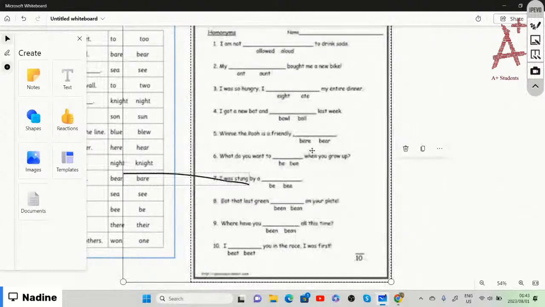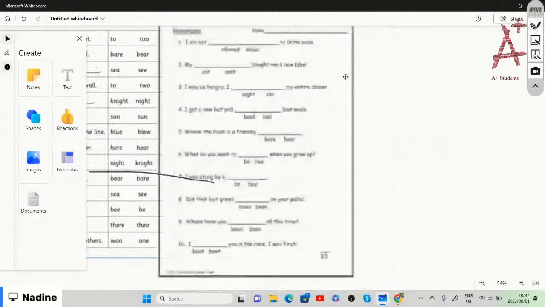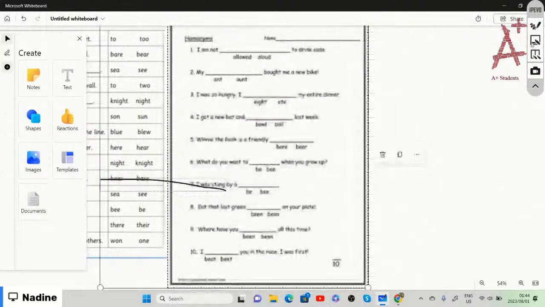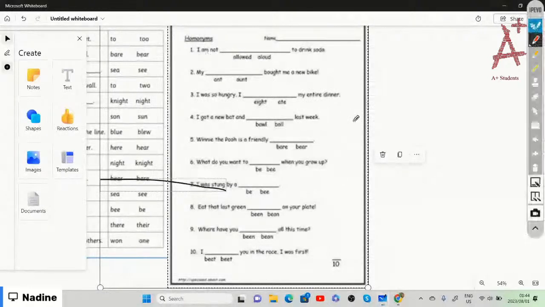All right. What I'll do is I will read the sentence and then I'm going to write the two words that you need to choose from next to it, right? If that is going to be a bit better. So it says, I am not. Let me write the words for you. So I am not, we're going to choose between these two words. I am not allowed or aloud to drink soda.